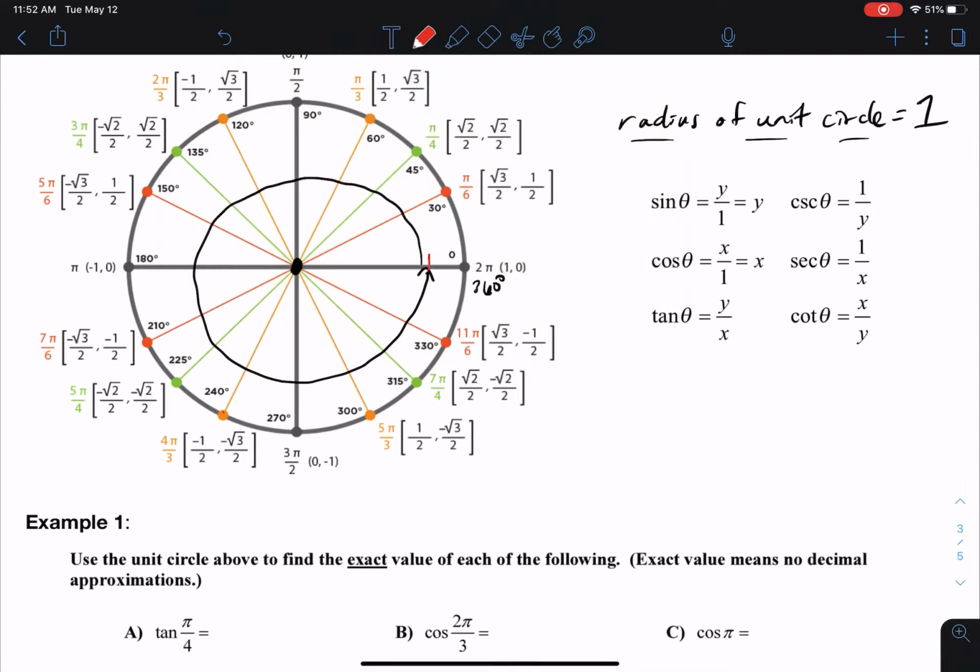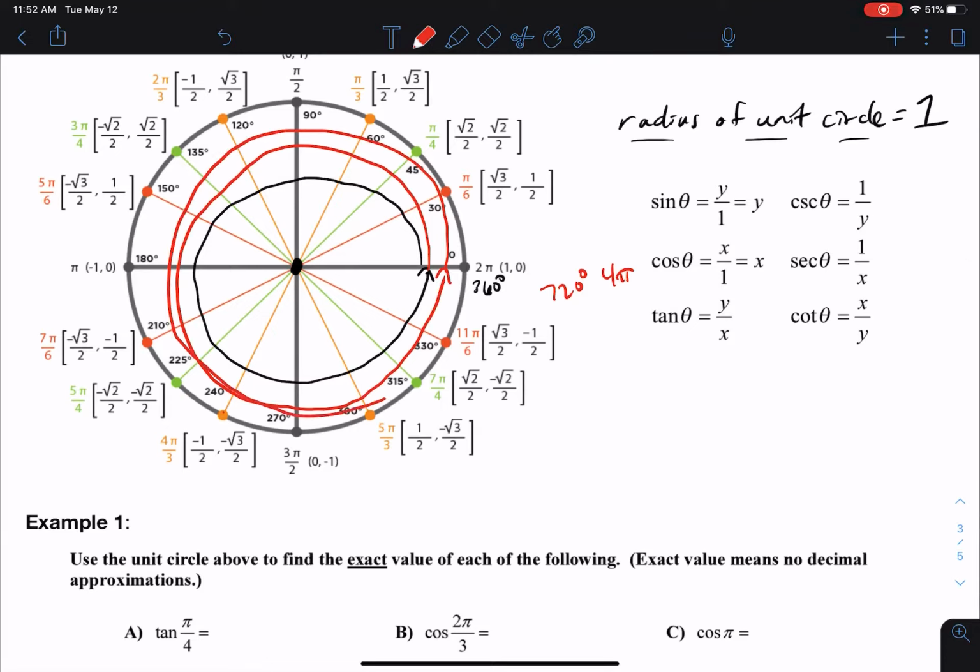So you can keep going. If I go another full revolution, that's 360 plus another 360, which makes 720 or 4 pi. And again, I could keep going. Now it'd be 720 plus another 360, which is 1080, which is the same thing as 6 pi, sorry, because I'm adding 2 pi every time. So you can keep doing that.